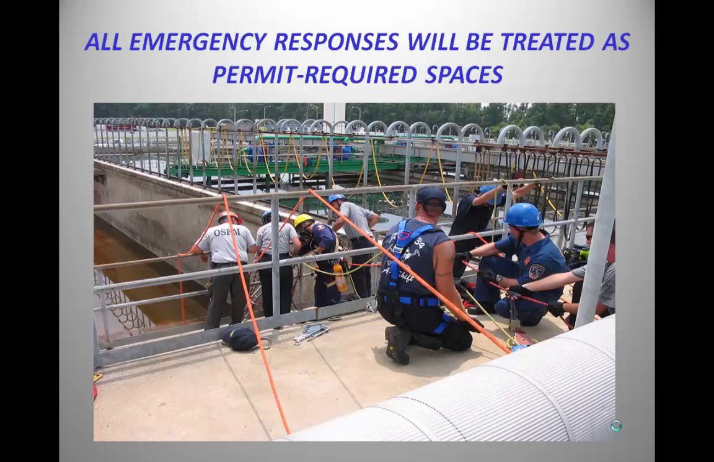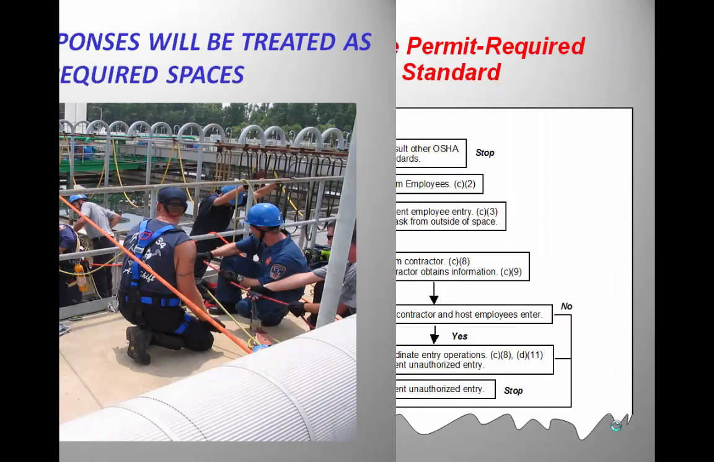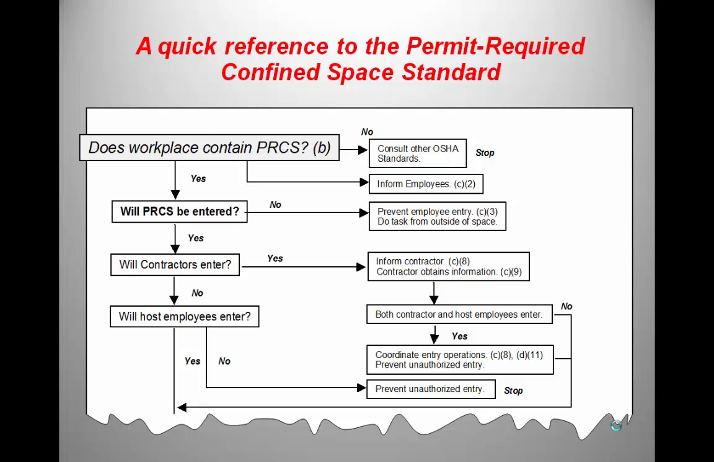The reason for that, and we're not trying to be hard to get along with, but this is an excerpt from the Confined Space Standard. It's an algorithm or a step-by-step process to guide employers on working with permit required confined spaces. It starts off, does the workplace contain a permit required confined space? Yes, it does. Will it be entered? If it doesn't contain a confined space, you're going to consult other OSHA standards. And as you see here, it goes down. They ask a question, is it yes or no? It takes you to another section.